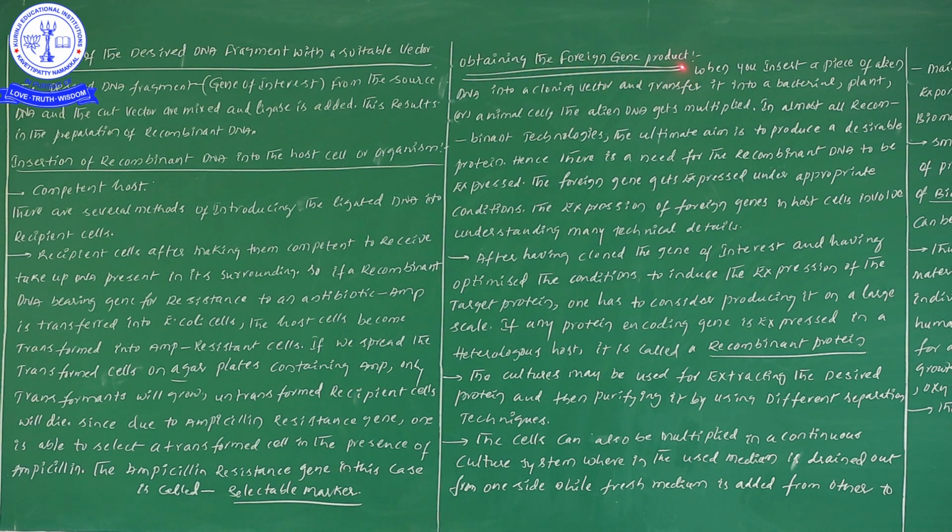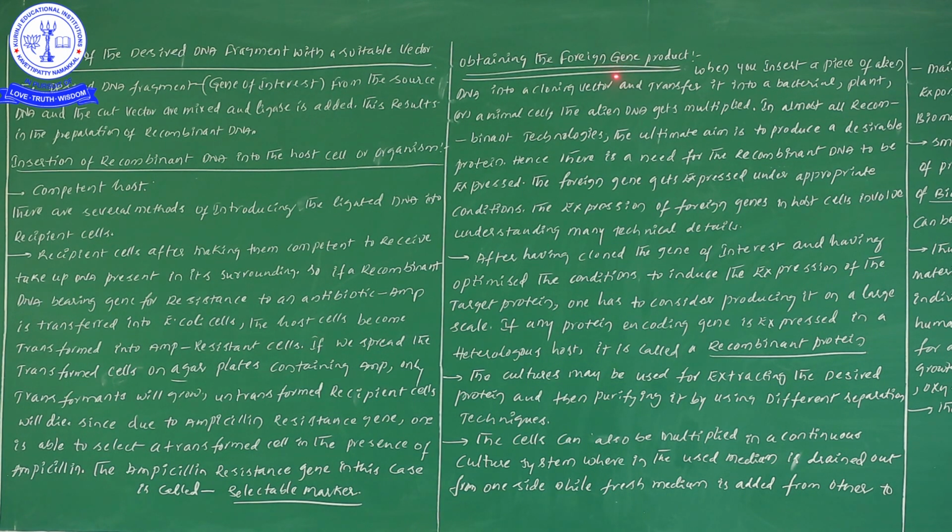Obtaining the foreign gene product. How can we obtain a foreign product? Definitely we can obtain it from the foreign gene. Here this particular gene undergoes the process of transcription, so mRNA formation takes place. Later, by the process of translation, that particular mRNA sequence is translated into proteins.